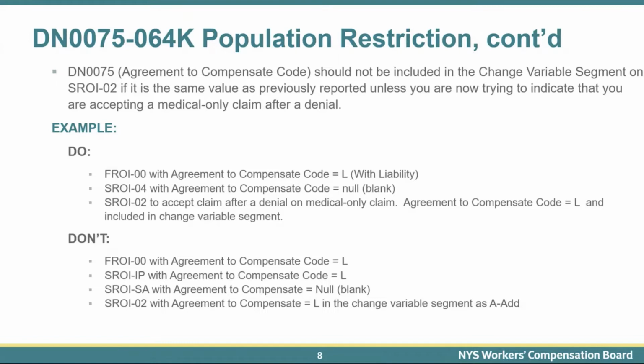What we would not expect, a FROIO with Agreement to Compensate Code of L, a SHROI IP, the initial payment, with Agreement to Compensate Code of L again, with liability, the SHROI SA, reported Agreement to Compensate as null blank, which would be expected. And then the SHROI 02 is filed with Agreement to Compensate Code of L in the change variable segment as add. We would not expect that since you had never removed L in that case.